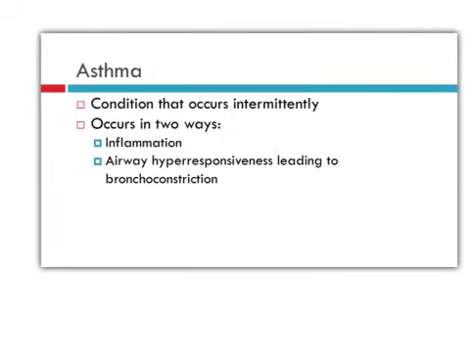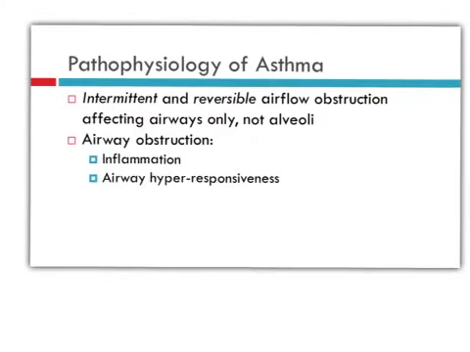Okay, asthma again is a condition that occurs intermittently, and it can occur in two different ways. One is inflammation, and two, airway hyperresponsiveness leading to bronchoconstriction. Okay, let's look at the pathophysiology. There are the two kinds that we just mentioned, the intermittent and reversible airflow, and also the airway obstruction that causes the inflammation.